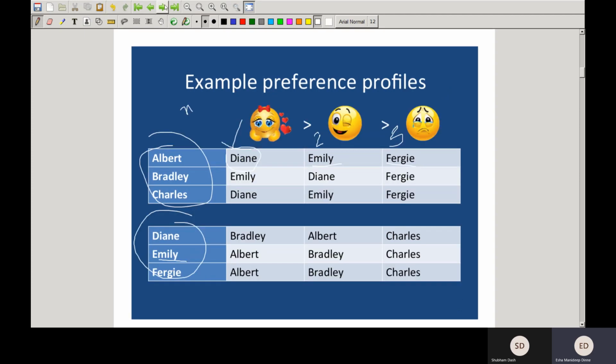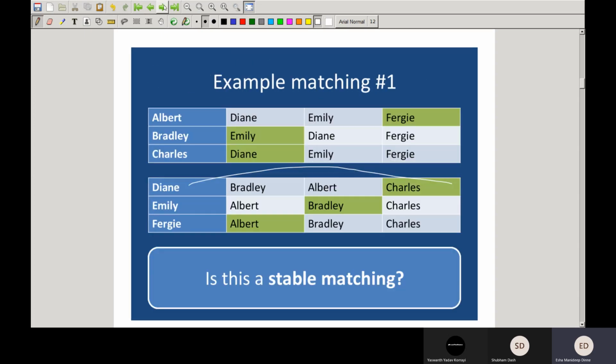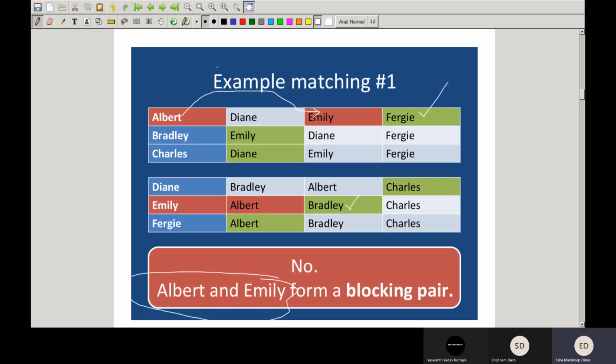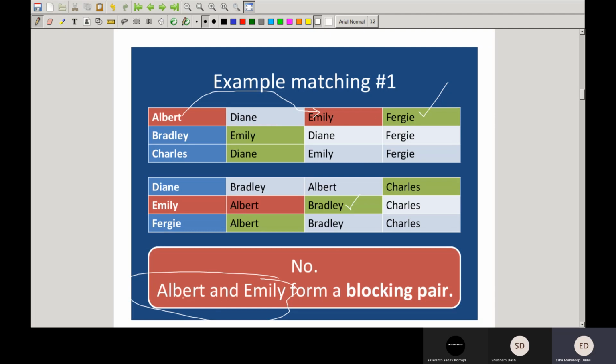Basically, you are given n people and each of them has a preference list, and you need to match them up as pairs such that there is no blocking pair. Such a matching is called a stable matching. So you need to match them up so that there is no blocking pair. You might have a question whether it is possible or not. In this case, clearly this is a matching, and there is a blocking pair, which is Albert and Emily.